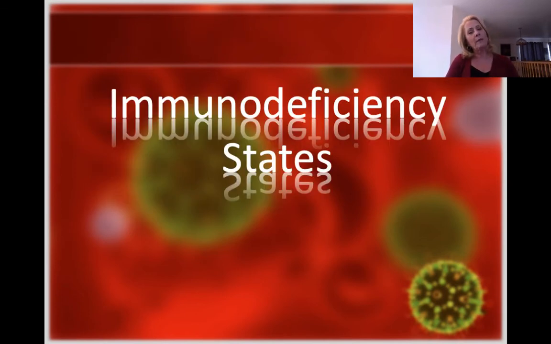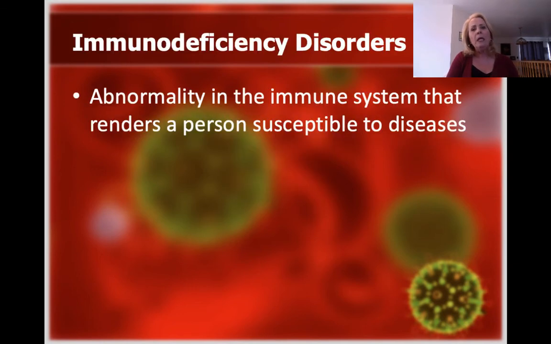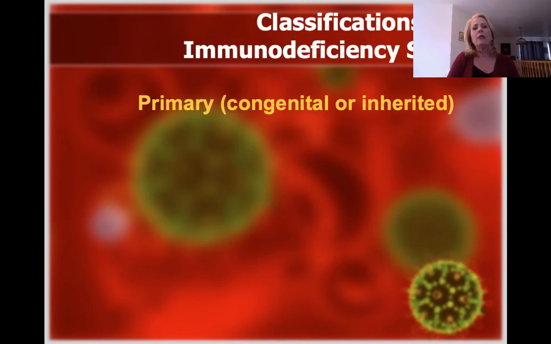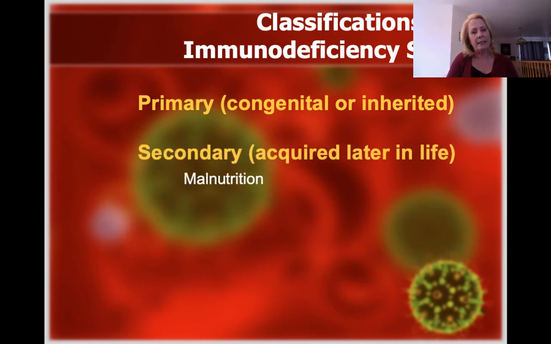All right, so immunodeficiency states. These are going to be problems that people have. The immune system is not functioning appropriately. All right, so classifications of these immunodeficiency states. We have primary and then we have secondary. Now, primary is going to be congenital or inherited.